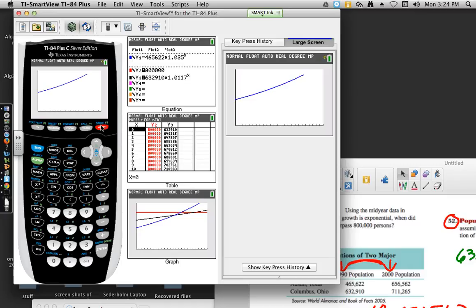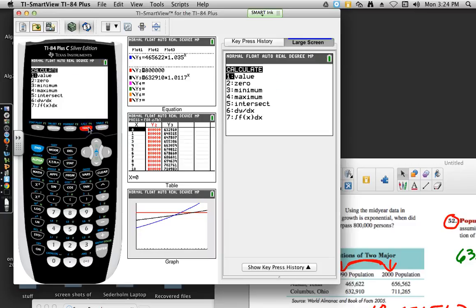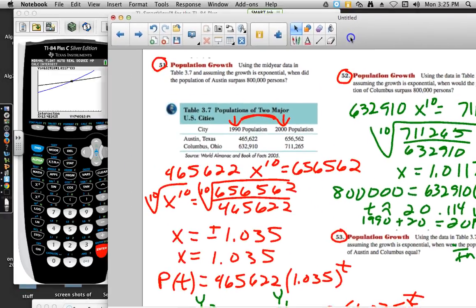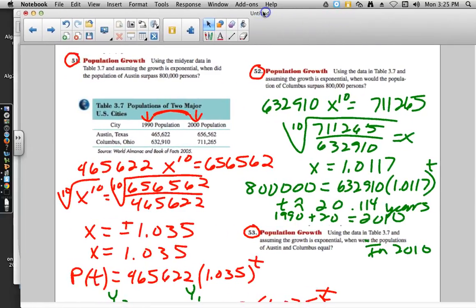So this one gives us that first population that we were looking at. And the next one is Columbus, Ohio. And as soon as this is done graphing, we can find the intersection. So second trace, number 5, bing, bang, boom. And it says 13.481 years later.